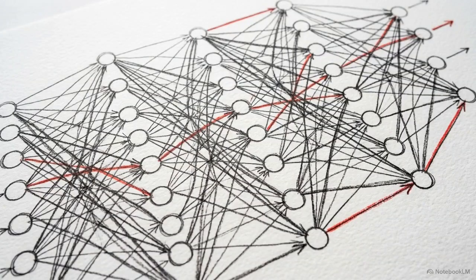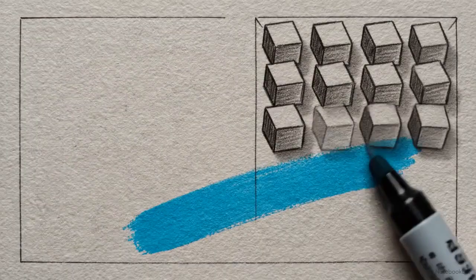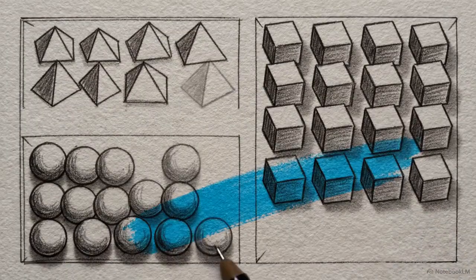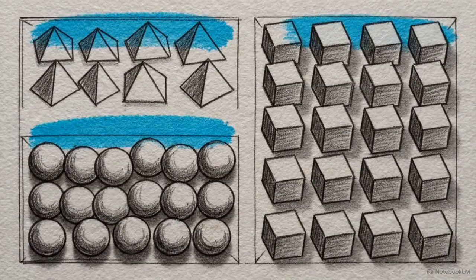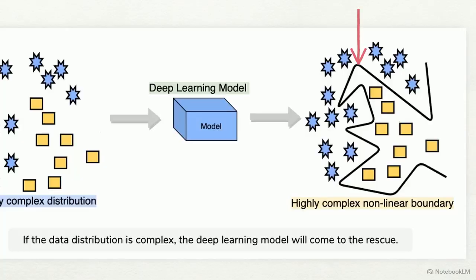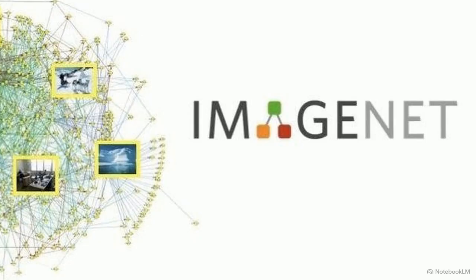Deep learning replaces human feature engineering with automated representation learning via artificial neural networks. Through this process, the deep learning algorithm autonomously organizes raw, unstructured data into distinct abstract classifications without needing any human intervention. The result is a highly complex nonlinear boundary, capable of successfully navigating and separating scattered data points in a complex distribution. We can see this capability at scale in the ImageNet dataset.